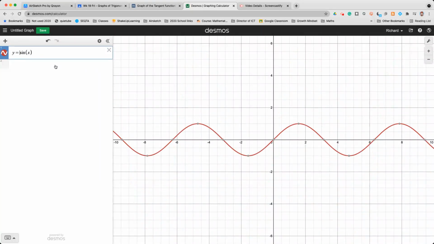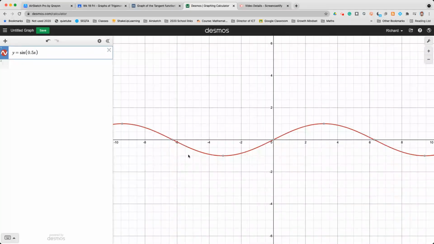Now do a dilation of the input. So put a value before x. I'm going to choose a fraction. You can see that my sinusoidal wave here has now been stretched out, but the range is still the same.